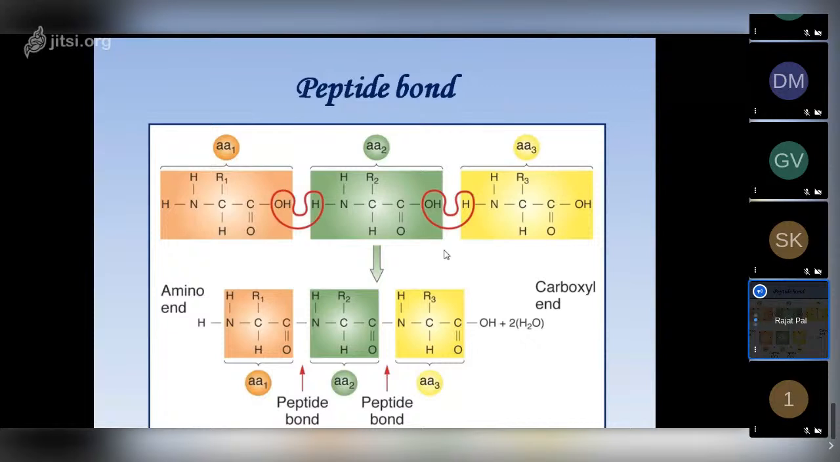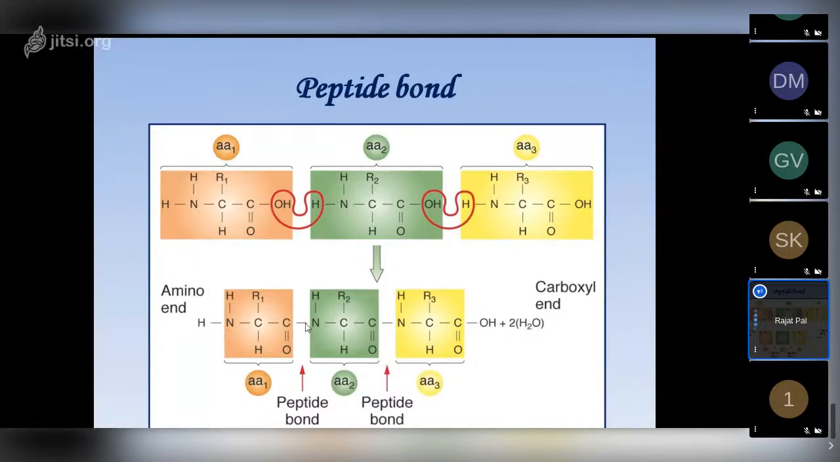If amino acid 1, amino acid 2, and amino acid 3 are there, then just follow these red marks. The H from the NH2 group and the OH from the COOH group will club together, and a water molecule will be released by making a bond between this carbon atom and this nitrogen atom.